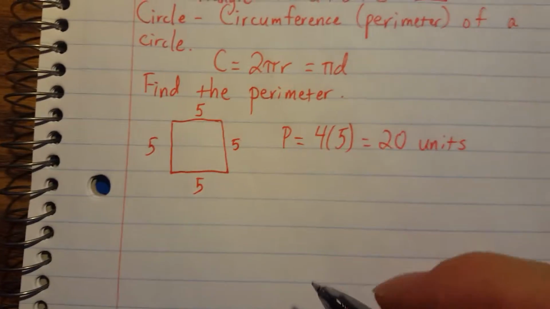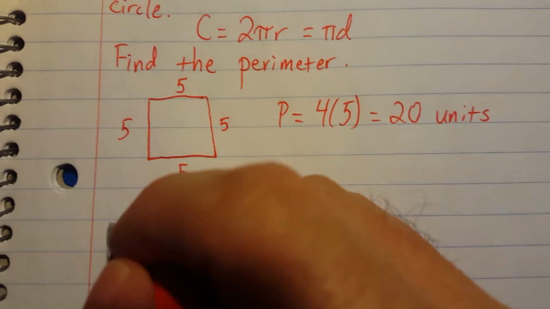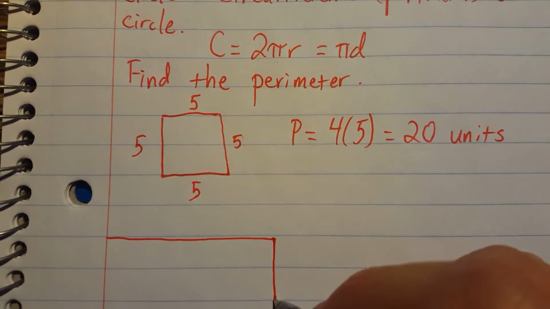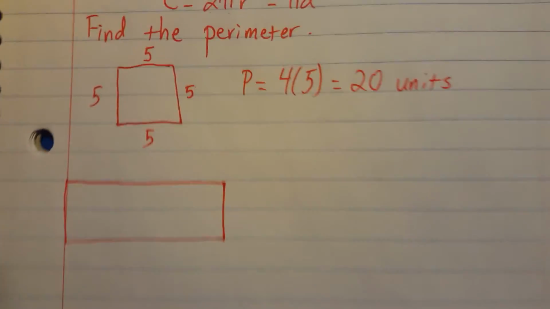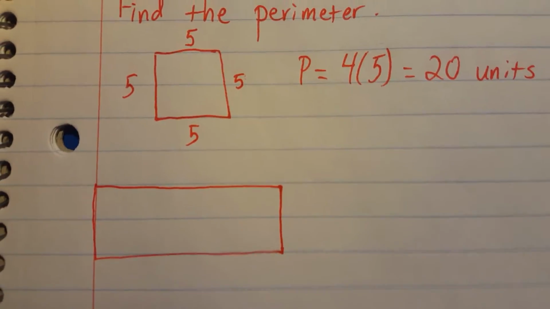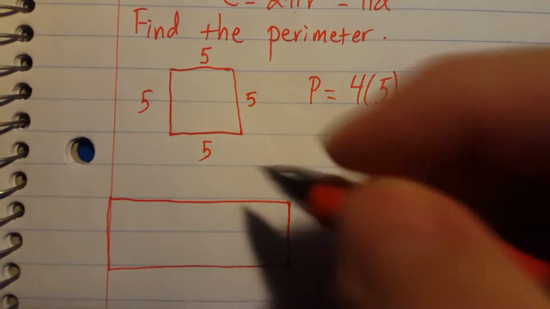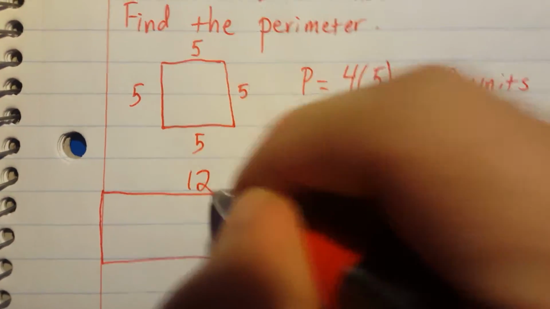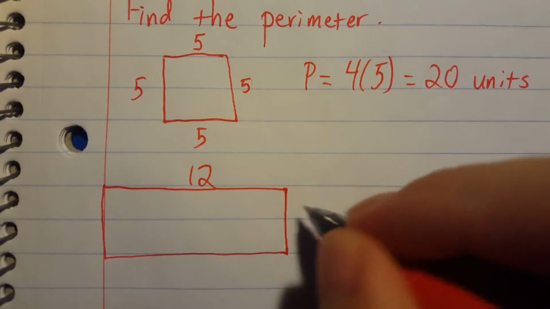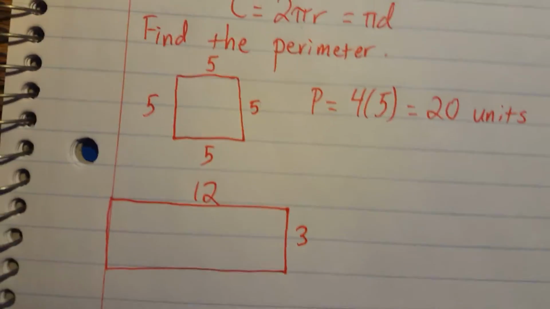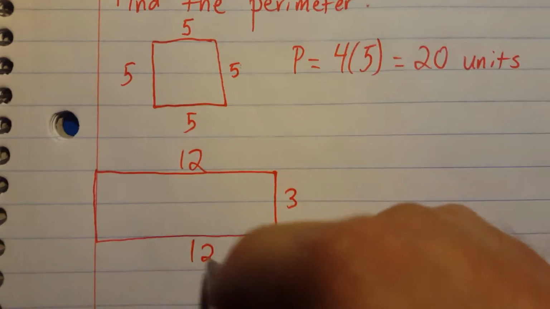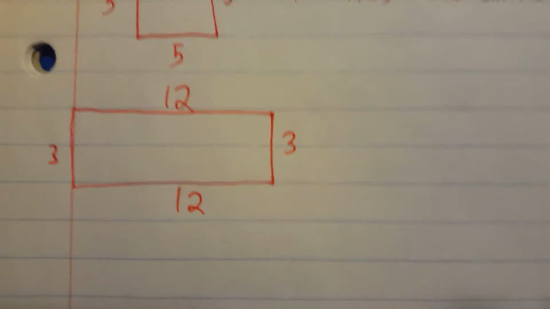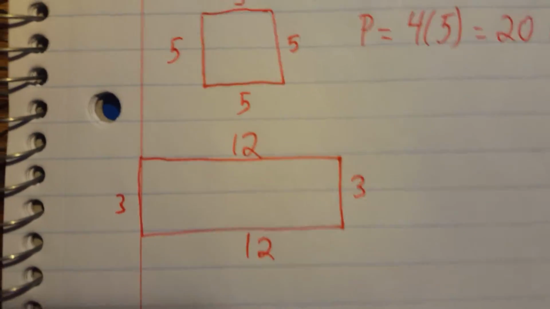Now let's go with a rectangle. I'll draw one here, and I can label these with whatever numbers I want. So let's say we'll call this 12, and we'll call this 3. Because I know it's a rectangle, I can label this as 12 too, and this as 3. It's not required, but I could do that if I wanted.